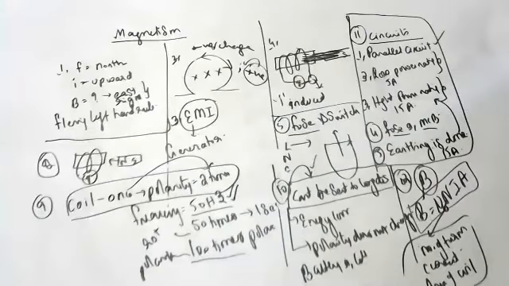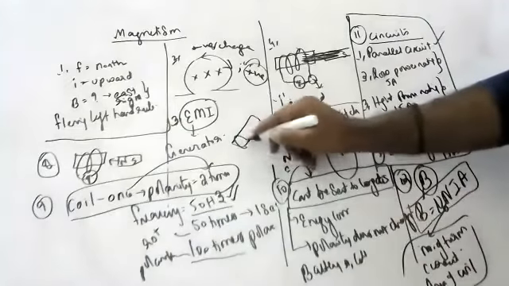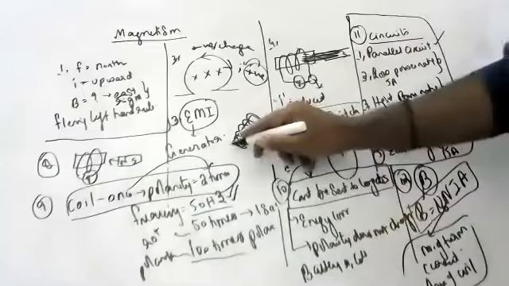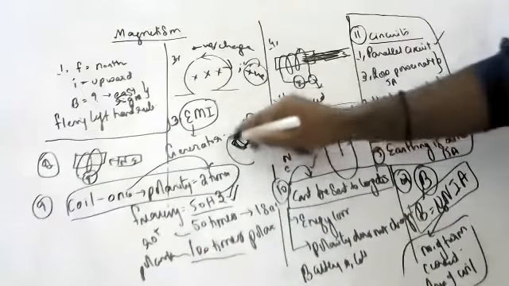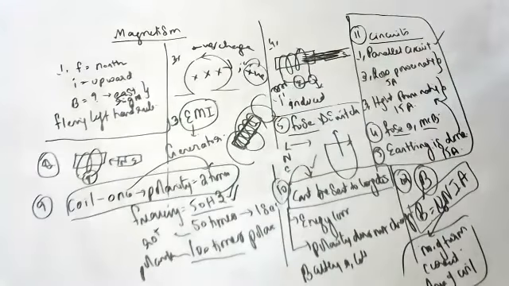On what factors does the solenoid's magnetic field depend? Number of turns. We'll put turns, children, like this. It depends upon the number of turns, how much current you are sending, and how big a coil you are making, big or small. It also depends upon area.